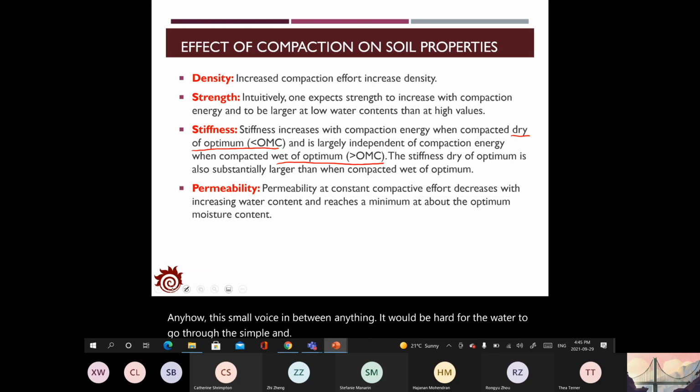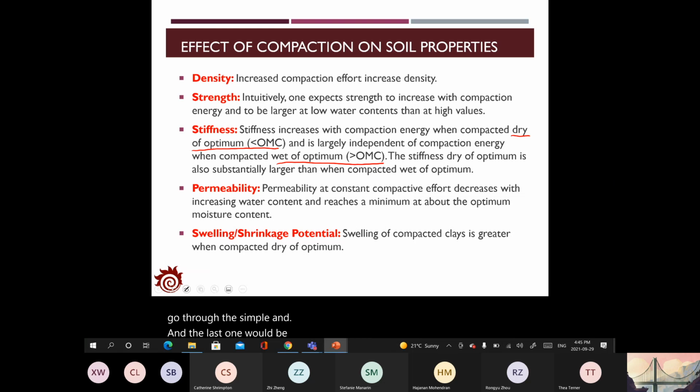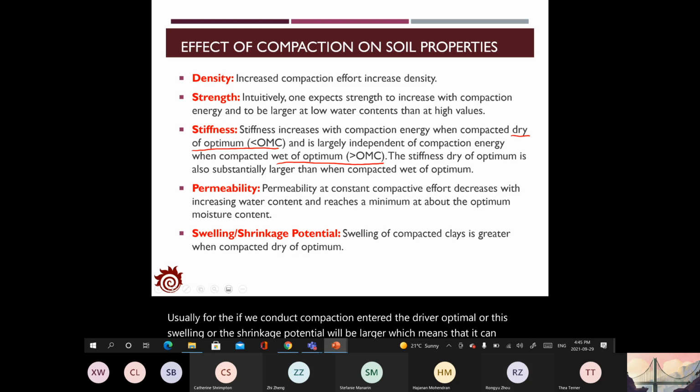And the last one would be the swelling or the shrinkage potential. This is another issue for the dry of the optimal compaction. Usually if we conduct the compaction under the dry of the optimal, the swelling or the shrinkage potential will be larger, which means that the changes of the volume could be significant when you increase the water contents.